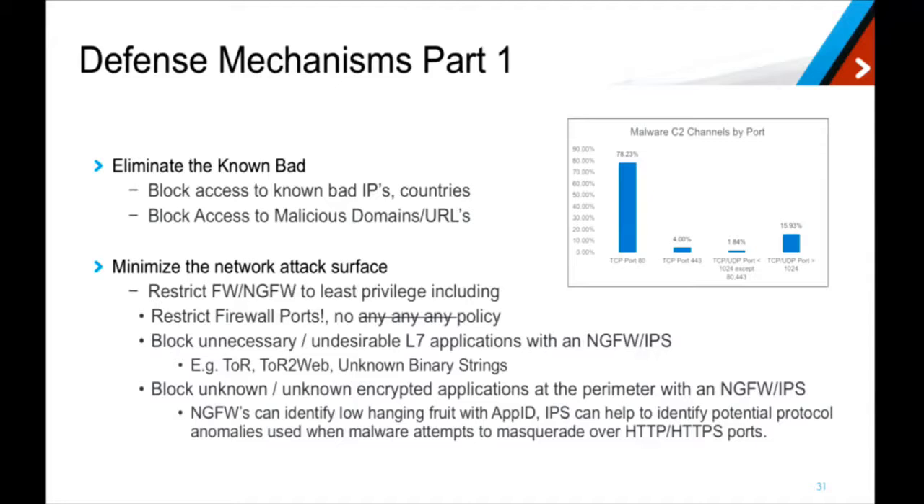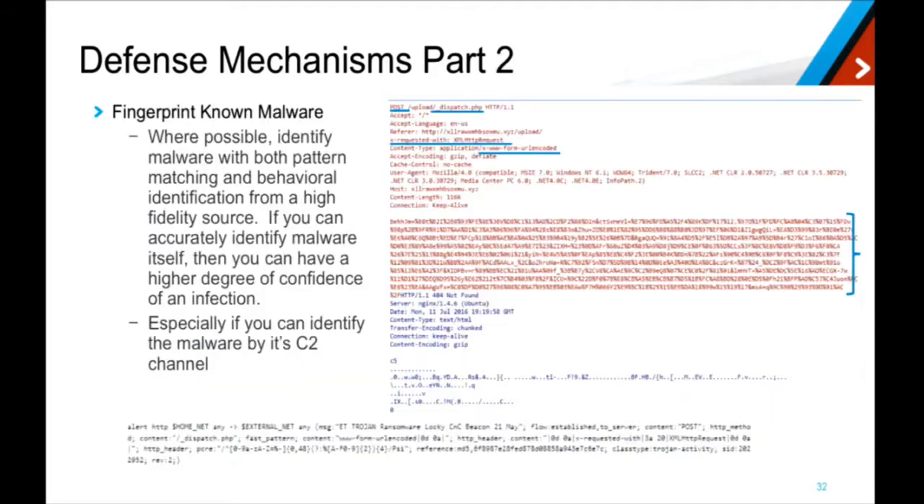Unknown binary streams, I should say: some malware on occasion will just run some sort of odd encrypted protocol. If you can do deep packet inspection and encryption entropy analysis, which a lot of modern IDSs and NGFWs do, you can identify potentially unknown types of malware just because it's not matching a traditional protocol. It's not leveraging steganography, it's standing out like a sore thumb.